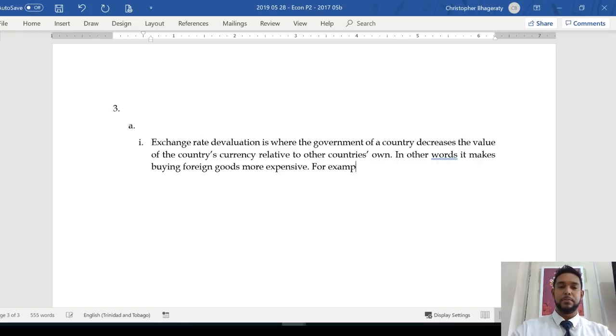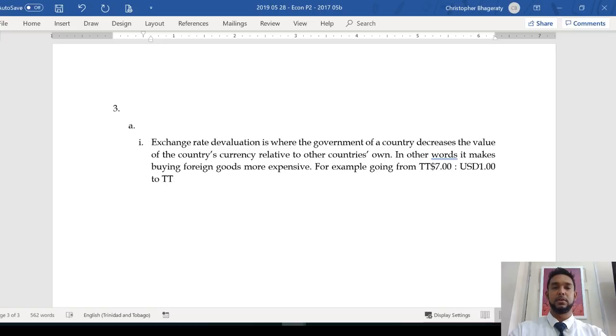For example, going from TT, let's say, 7.00 to US dollar 1.00 to, let's say, TT dollar 8.00 to US dollar 1.00. Yeah, I think that's sufficient. I'll just put a comma here so these blue lines don't annoy me.